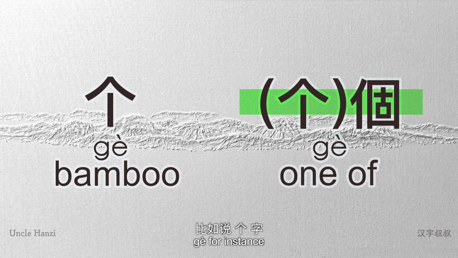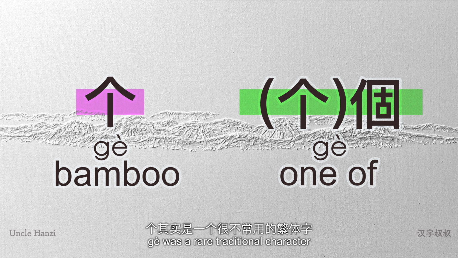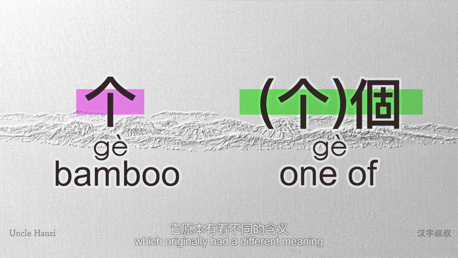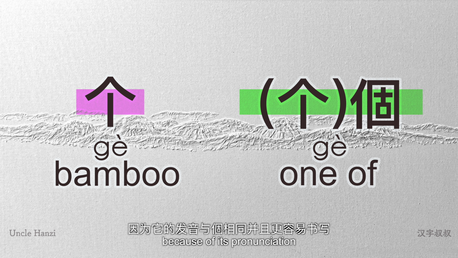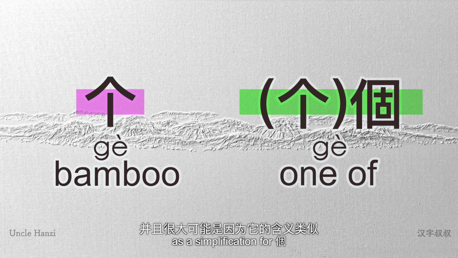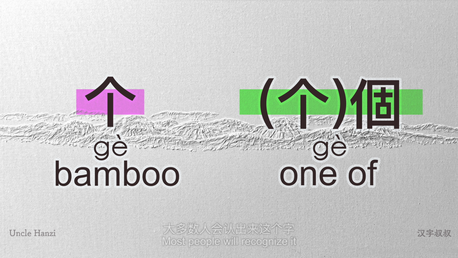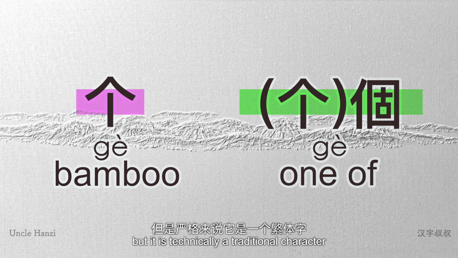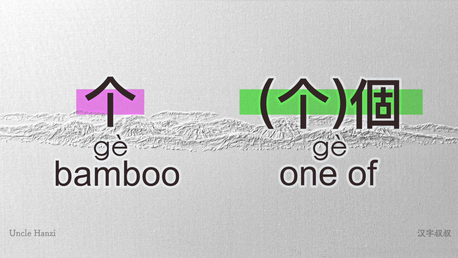Ge, for instance, which means one of. Ge was a rare traditional character which originally had a different meaning. It was borrowed because of its pronunciation and possibly because of its similar meaning, and because it was simpler to write, as a simplification of the traditional character Ge. Most people will recognize it and say, oh, that's a simplified character. But it is technically a traditional character.